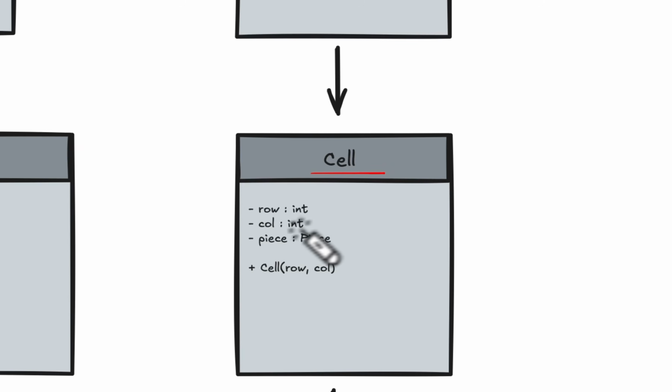And each and every cell will have its own row and column, and it will also have a piece which is placed on that cell. And if there is no piece on that cell, then it would be null.